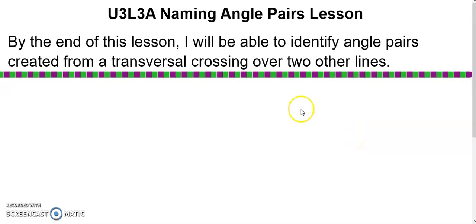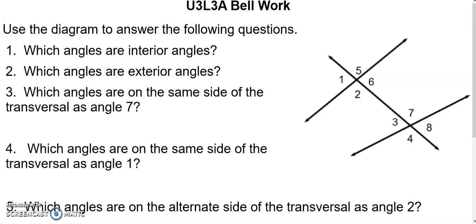So what we're going to do in this lesson is identify our angle pairs when we have two lines that are cut by a third line. And that third line is called a transversal, which is what you learned in your reading last night. All right, so looking at this diagram for your bell work, which angles are on the interior? Remember, interior angles are the four angles on the inside. And when you list your angles, you're going to list them numerically, separated by commas, and from least to greatest.